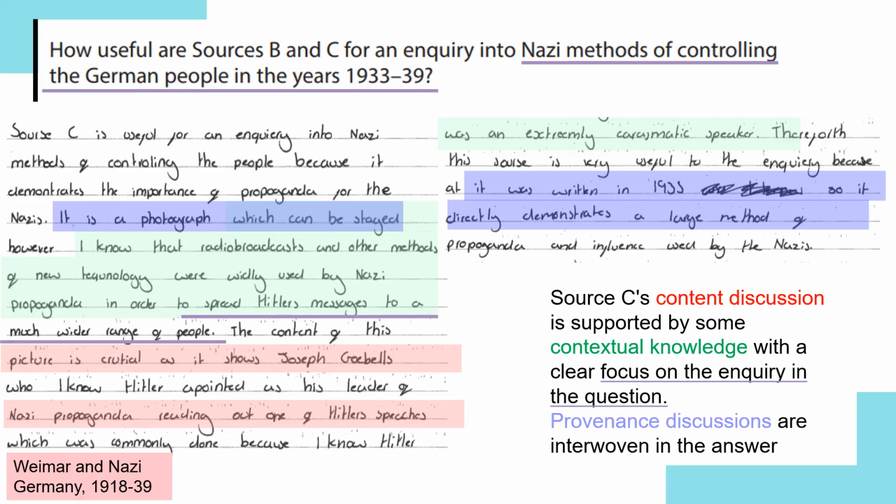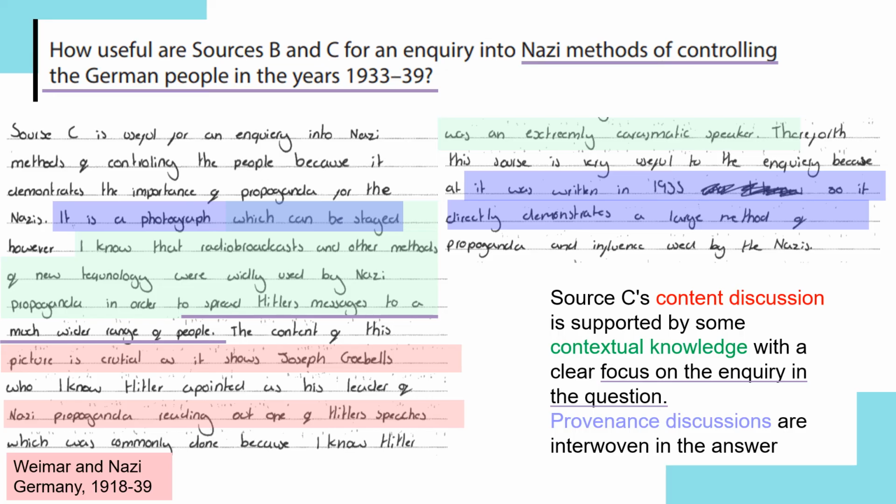As previously, the content discussion and contextual knowledge are effectively interwoven throughout the answer. Notice how they're not just standalone comments, but again are linked back to the inquiry focus of the question. The provenance here refers to the purpose of the source, and there's some reference to the date. And again this is interwoven with other discussions around the content and contextual knowledge to make a judgment.